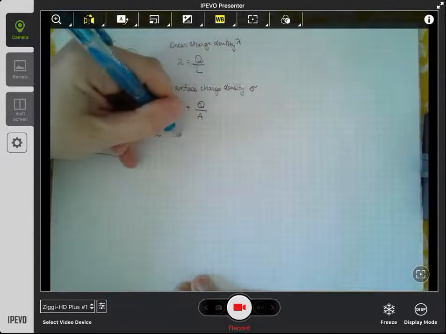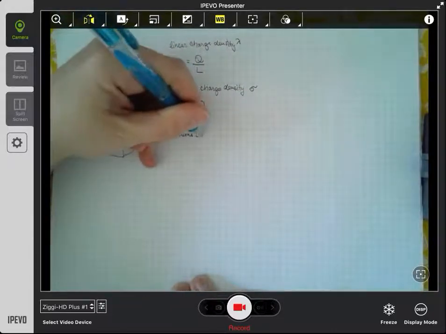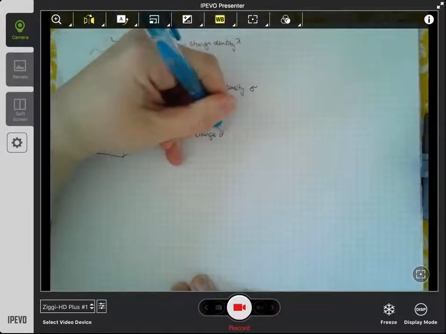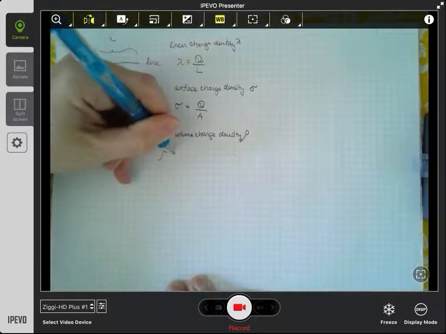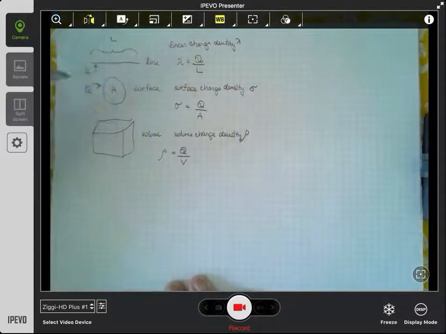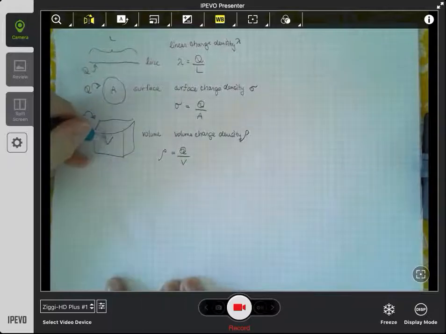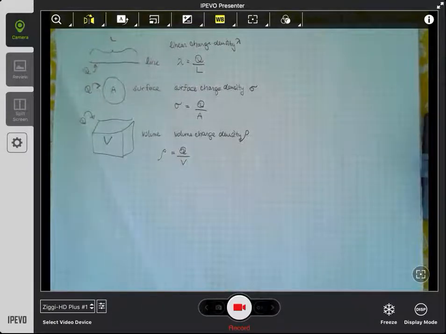And then for volume, we have a volume charge density, rho, where rho is the charge divided by the entire volume. So it's the charge on the object divided by the volume of the object in total. So you might want to have equations written down for the volume of a sphere, the volume of a cylinder, surface area of a sphere, surface area of a cylinder. Those tend to come in useful.